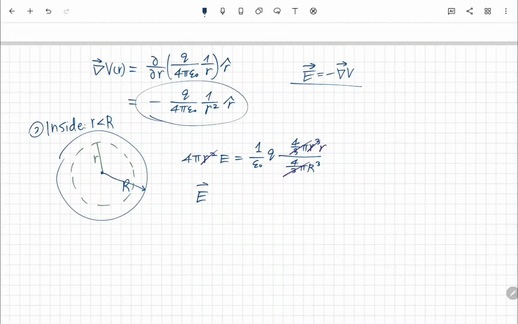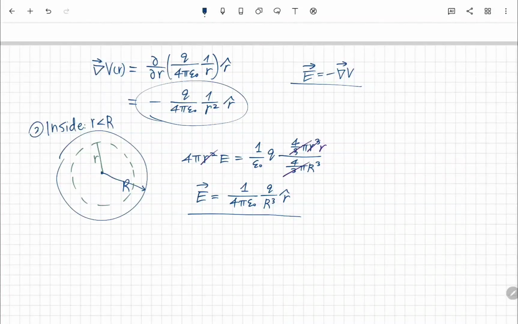So our electric field in this case is 1 over 4 pi epsilon naught times Q r over R cubed in the r direction. Am I missing anything? No. Okay.